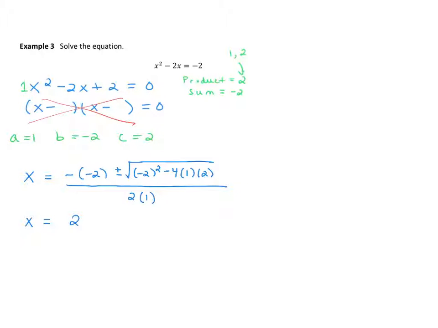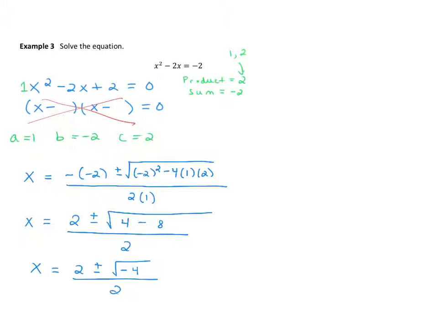Negative b, which is negative negative 2, is positive 2, plus or minus, okay, now we have the square root of negative 2 squared is 4, minus 4 times 1 times 2 is 8, all over 2 times 1 is 2. So that means x is equal to 2 plus or minus the square root of 4 minus 8, which is the square root of negative 4, all over 2. At this point, the solutions are not going to be real. I know if you take the square root of a negative number and type that into your calculator, it'll give you an error message.